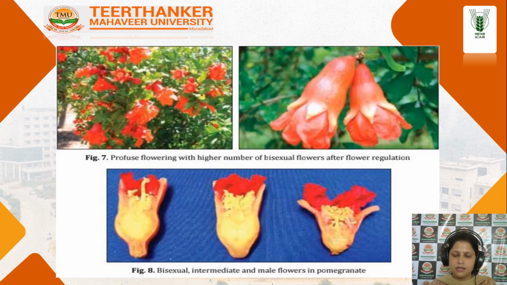You can see the different types of flowers of pomegranate in this slide. The first picture is the tree which has very profuse flowering with a very high number of bisexual flowers after flower regulation. The maximum amount of fruiting is borne by the bisexual flower. In the lower picture, the very first image is of the bisexual flower, which accounts for maximum fruit production in pomegranate. Then the middle one is the intermediate flower, and the third one is the male flower.